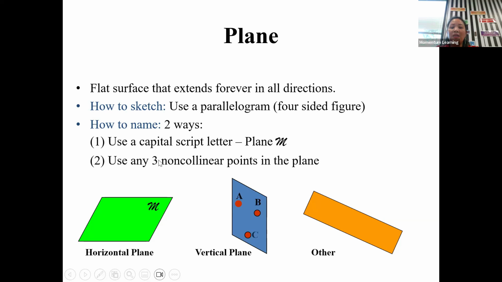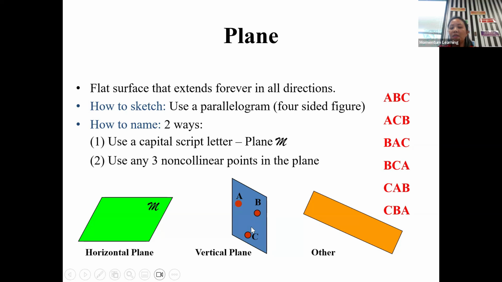You can also name it using three non-collinear points in a plane. If you're looking at the blue plane, I have three points, A, B, and C. Before you know what non-collinear points are, you have to know what collinear points are. With geometry, mathematicians describe terminology as it is. So you can break it down: collinear. Linear is basically line. Co, as in co-worker, means same. So basically same line. Non-collinear points are points that are not in the same line.